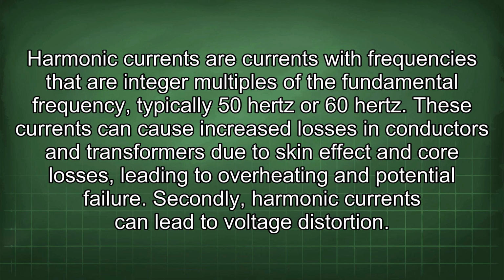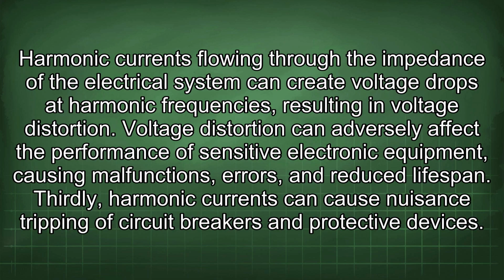and potential failure. Secondly, harmonic currents can lead to voltage distortion. Harmonic currents flowing through the impedance of the electrical system can create voltage drops at harmonic frequencies, resulting in voltage distortion. Voltage distortion can adversely affect the performance of sensitive electronic equipment, causing malfunctions, errors, and reduced lifespan.